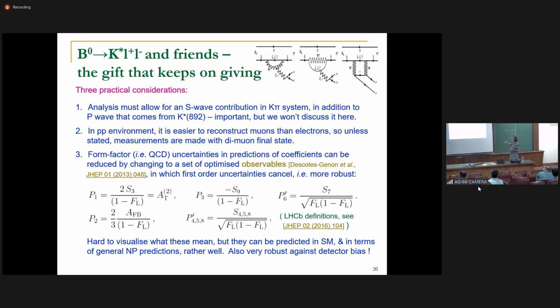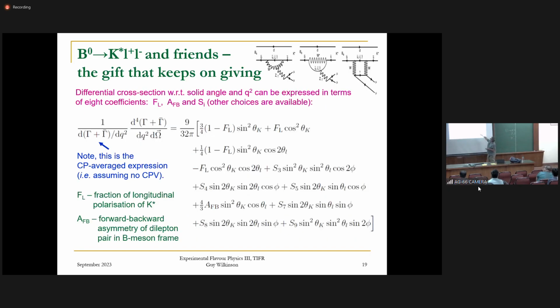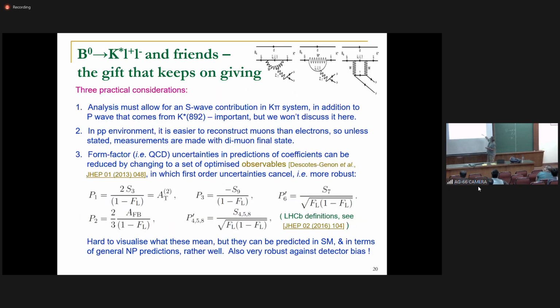This is a busy slide. I just want to make 2 points. One is that rather than deal with these coefficients here, people often deal with what are called optimized observables, which are constructed in this manner. It's hard to visualize what these mean, but the reason these are constructed is that these are much less sensitive to form factor uncertainties.